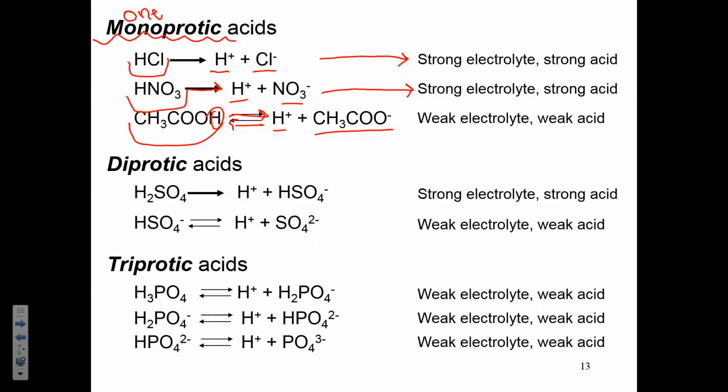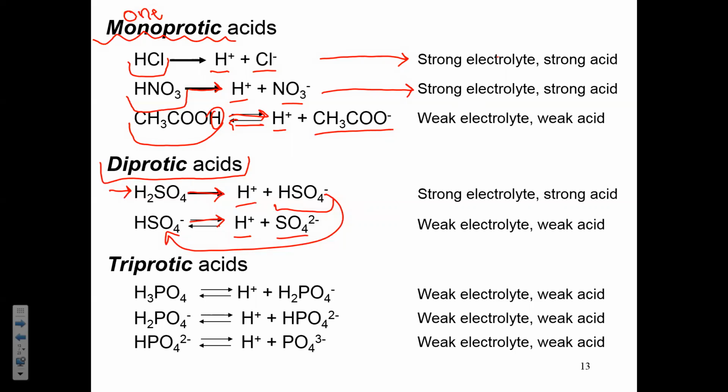Diprotic acids are going to be acids that lose hydrogens a couple of times. So if we're working with this compound here, H2SO4, and we break it down one time and lose a hydrogen, we end up with HSO4. That's the first time it breaks down. Then we're going to take this down here and break it down again, and we end up with a hydrogen and that SO4. So this one can be broken down twice.